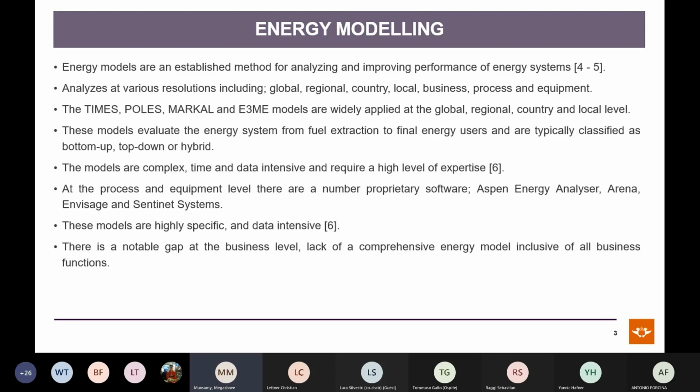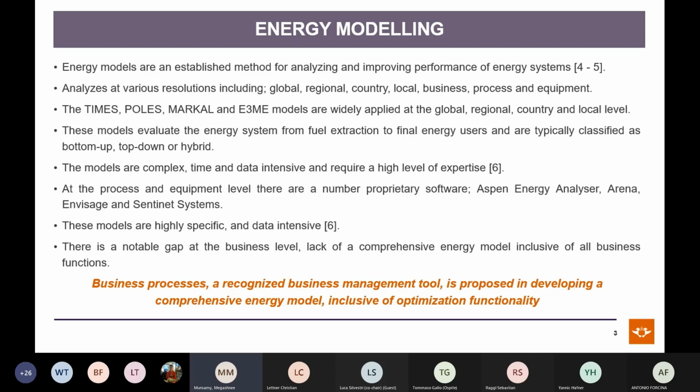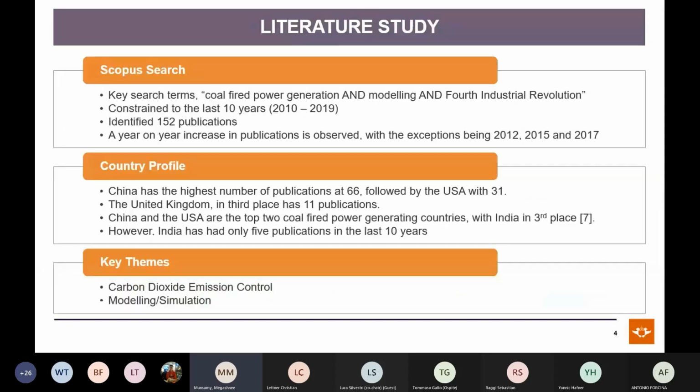However, if we look at it, there's a notable gap at the business level. Where is the whole business considered from all operations, from HR, finance, inclusive of process operations? So we took business processes, which is a recognized business management tool, and proposed it in developing a comprehensive energy model for a business. And in this case, the business we're talking about is a power utility, and we include optimization functionality. So what we did is a literature study.